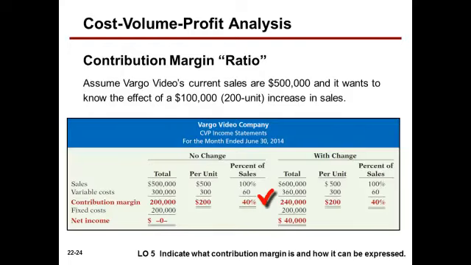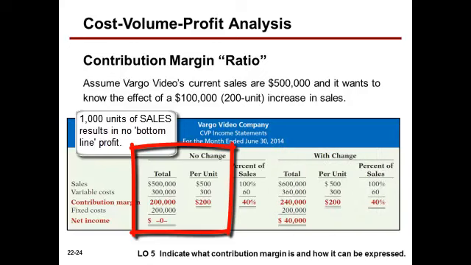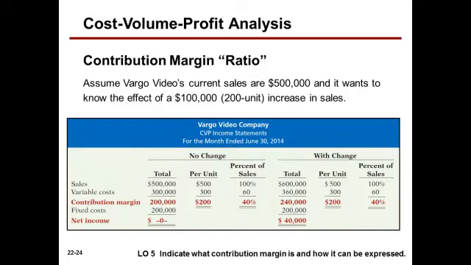Now let's use this 40% contribution margin ratio to predict a change in profits. On the left, we have our income statement at a break-even point. We're selling 1,000 units. In other words, $500,000 in sales. Those 1,000 units translate to $300,000 variable costs. Contribution margin of $200,000 exactly covers fixed costs, no profit.